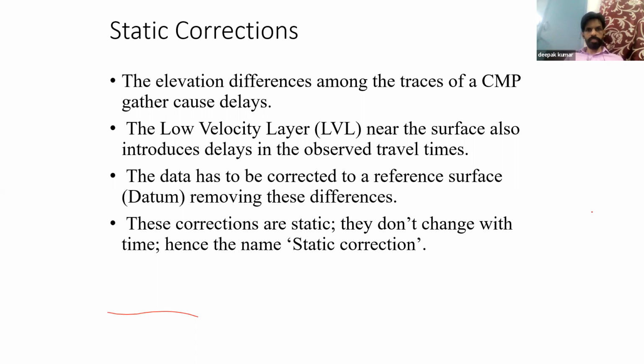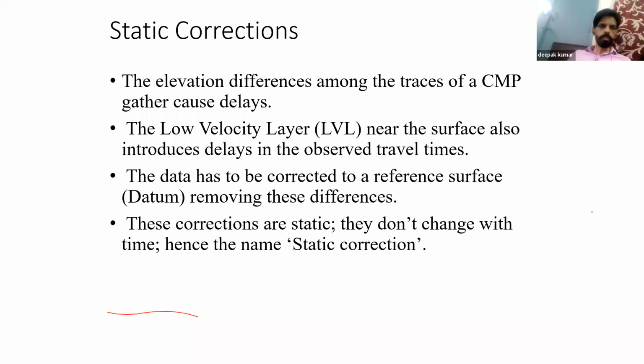So in static correction, what happens? The elevation difference among the traces: one geophone is here, one geophone is here, so the time of acquisition for these two geophones will be different, which we will see in the next slide. So we have to remove the effect of these undulations, and we assume one datum plane, which is static and just a hypothetical plane. Now suppose one geophone is here and one is here. We use a mathematical algorithm to bring this geophone to this level and this geophone to this level. Now both of my geophones are on the same datum plane.